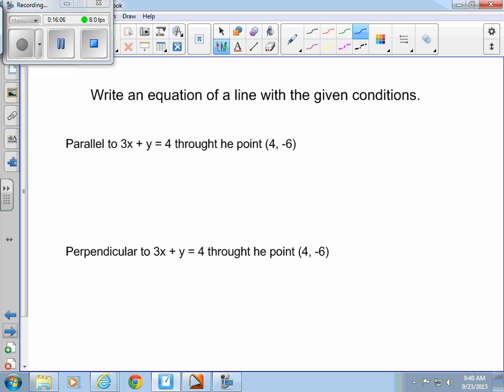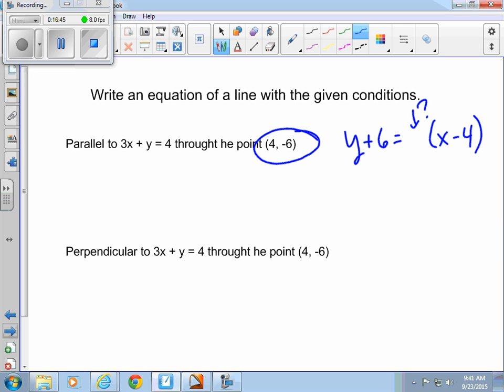One last thing that we need to do. Write an equation of a line parallel to 3x plus y equals 4 through the point (4, -6). What are the two things I need to write the equation of a line? Slope and a point. I would argue I have a point. So I know my line is y plus 6 equals something times x minus 4. Everyone agree? I just don't know the something. How am I going to find that something?